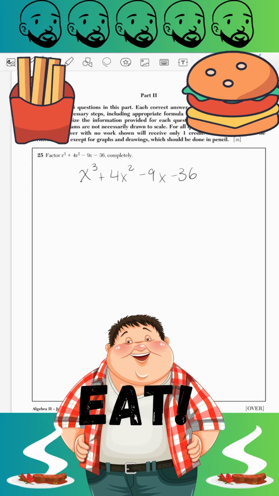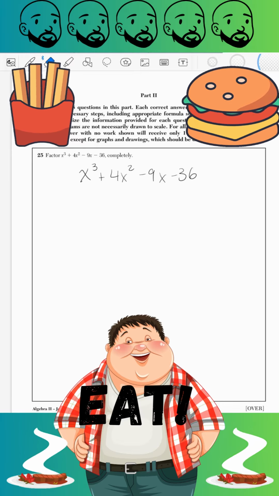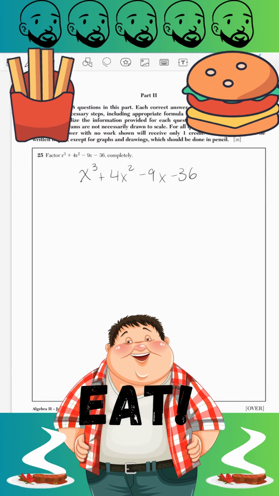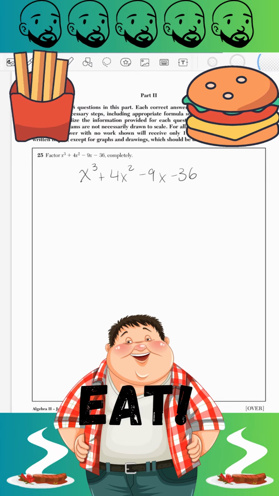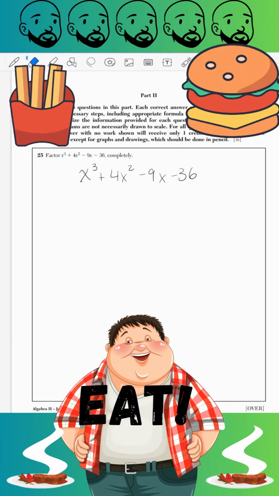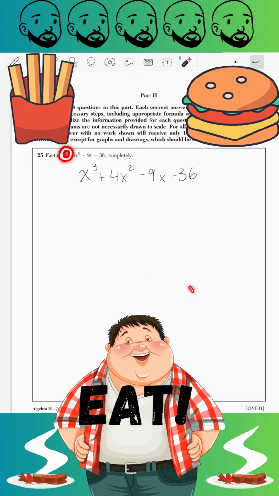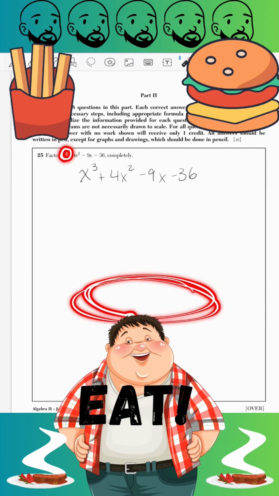Pay attention, everyone. We're going to do an Algebra 2 factoring question. This question says factor x cubed plus 4x squared minus 9x minus 36 completely. Okay, the first thing we want to look at is the leading exponent. Because it's a 3, that means at the end we should have 3 factors.